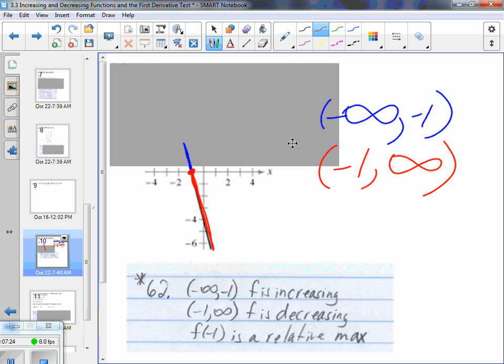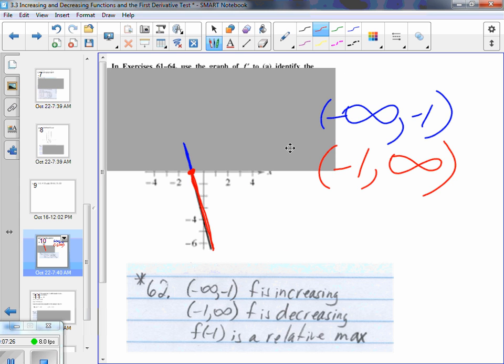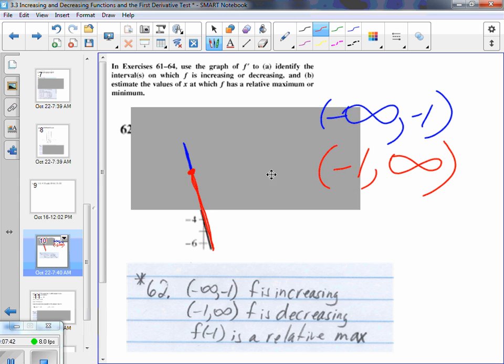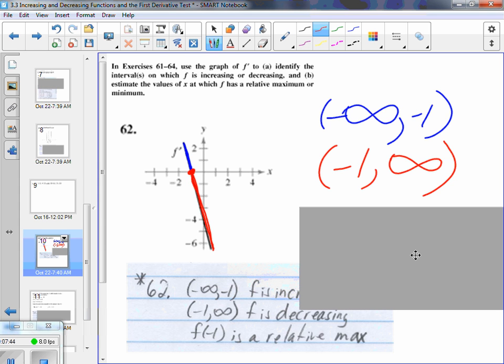And then look, everything below the x-axis is negative. So everything there in red, the derivative is negative. And when the derivative is negative, f is decreasing. Okay? That's what you got to start looking for, isn't it? You need to start looking for where does the derivative cross the x-axis. Because that's your clue. Okay, does that make sense to you? That's what you got to start looking for.